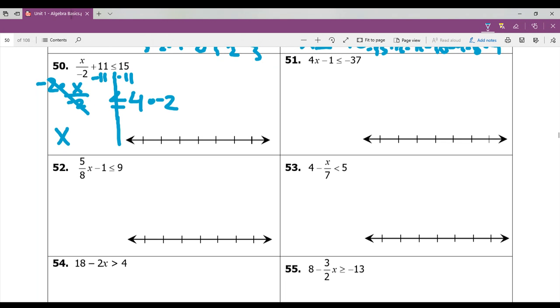Now, remember, the rule is when you multiply or divide by a negative. So we multiplied here by a negative, I still have to flip that around, and I would get negative 8. We can put negative 8 in the middle, negative 7, negative 6, negative 5, negative 9, negative 10, negative 11. Okay? So we have equal to, so we put a closed dot and then shade that way.